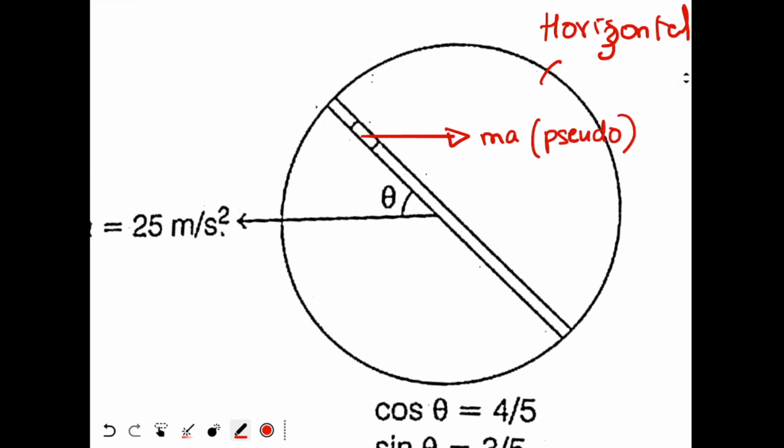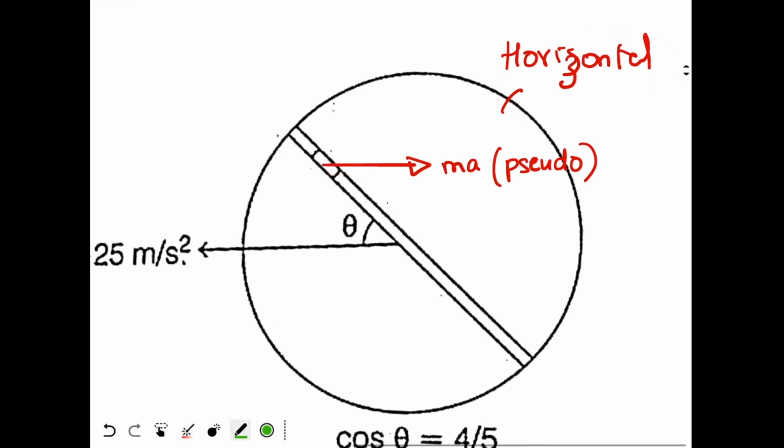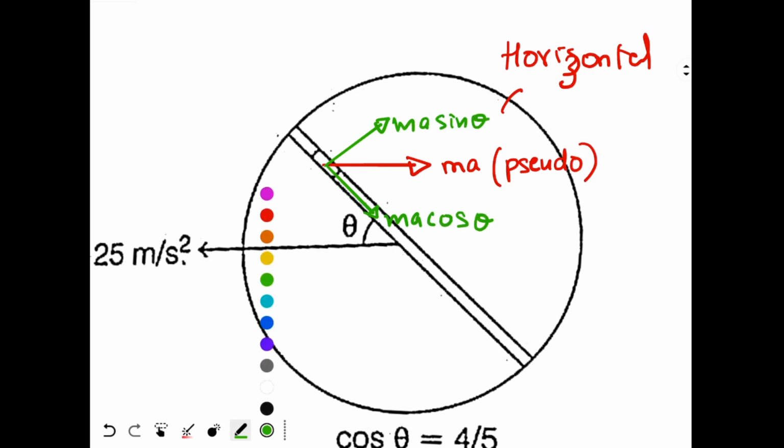Correct. Now the disk is getting pushed in this direction. So what I can do is write the components of the pseudo force in two directions, one along this direction, another in this direction. Okay, so this will be ma cos theta, this will be ma sin theta. Now this ma sin theta will be balanced by a normal force acting over here. Okay, let's call this normal force n1.